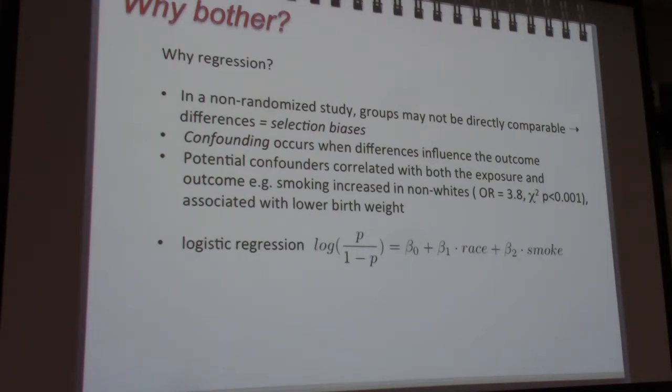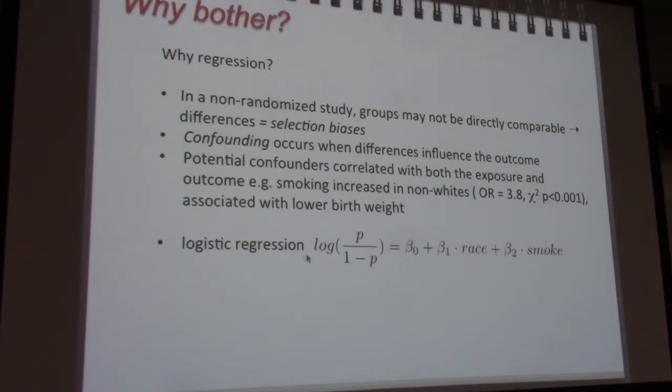So just to give you a comprehensible example, we know in the United States that non-whites smoke more than whites. In fact, the odds ratio is 3.8. The chi-squared statistic is highly significant. And that could be a confounder. That could be explaining the racial difference in birth weight that has nothing to do with race. So using chi-squared statistics and 2x2 tables, it's hard to tease that out. But in a regression framework, it's actually very easy to address.